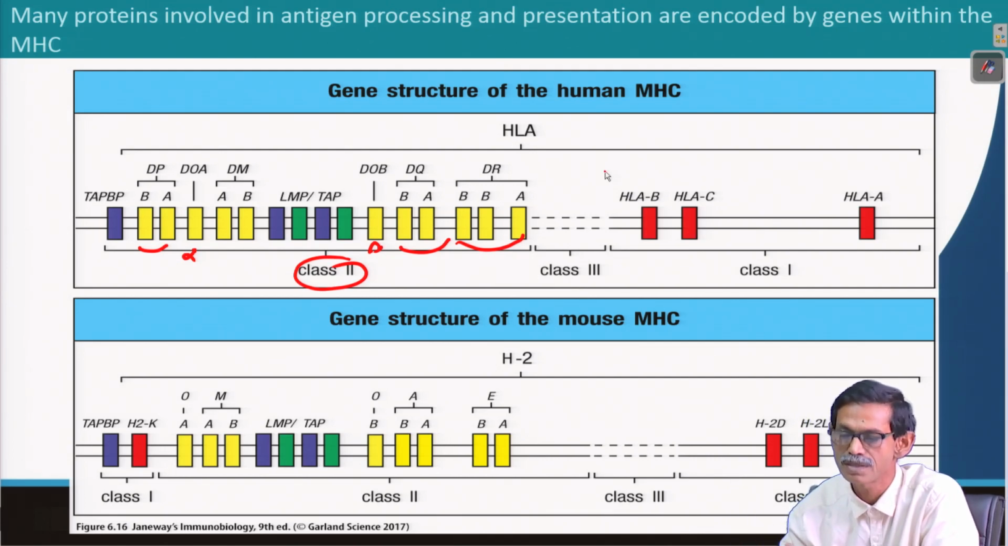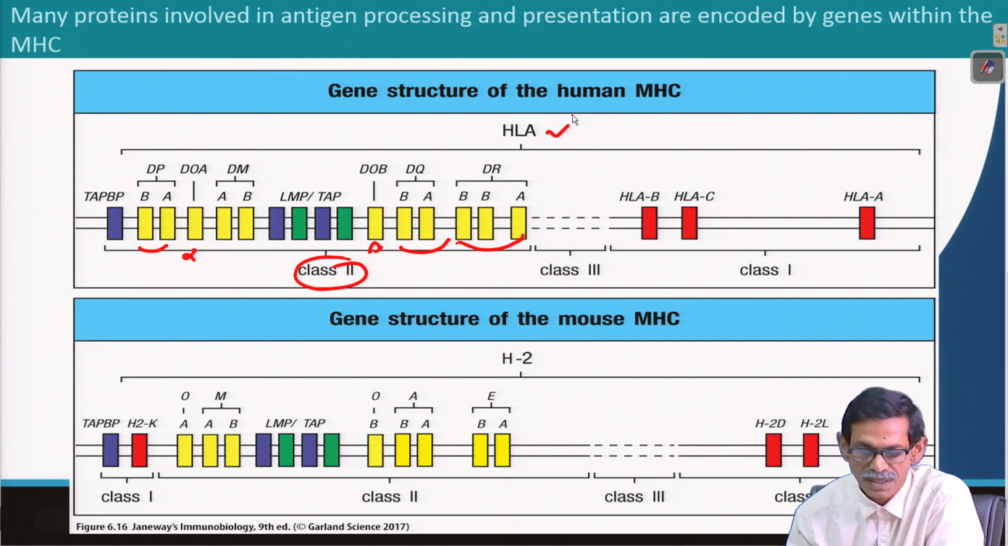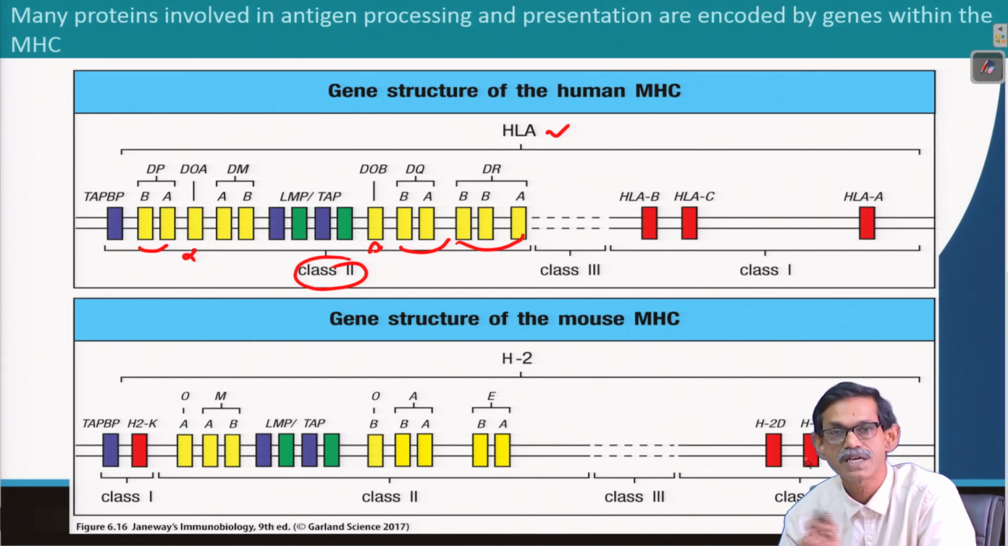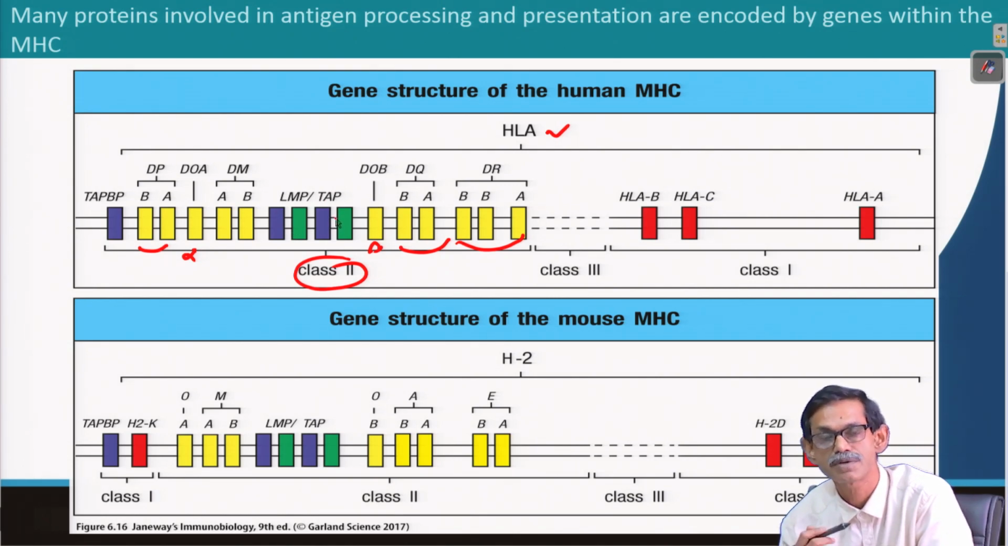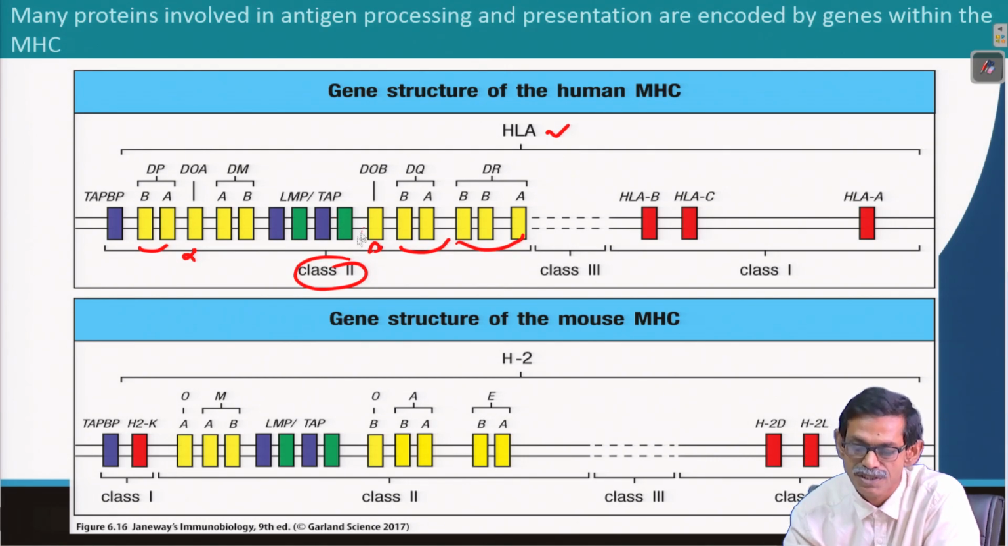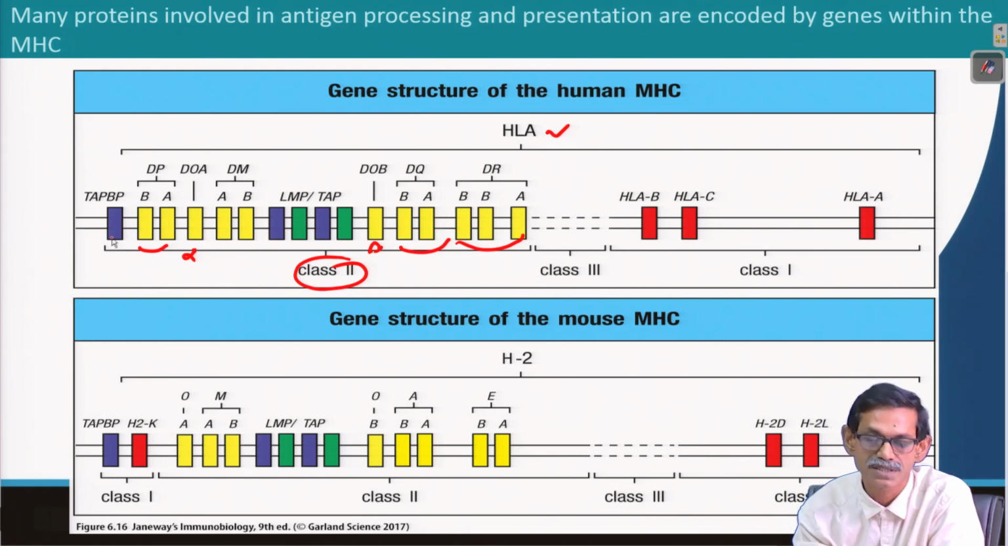This is for human, and it is called HLA. I am repeating again, in human it is called human leukocyte antigen, and in mouse it is called MHC. In mouse also there are different class 2 genes. But we are saying that different antigen processing genes are in between, because these genes, LMP and TAP, which are responsible for antigen processing, are present within this region. You do not know them now, but we will discuss what this TAP is, what this LMP is, and what this TAP BP is.